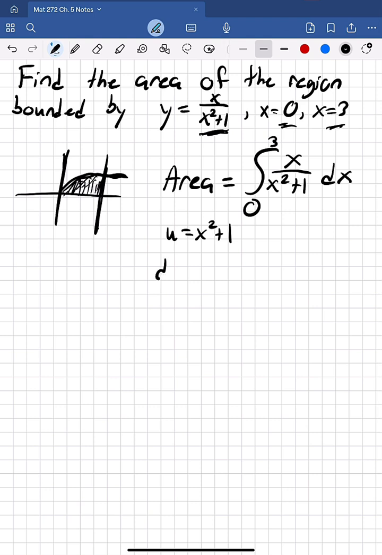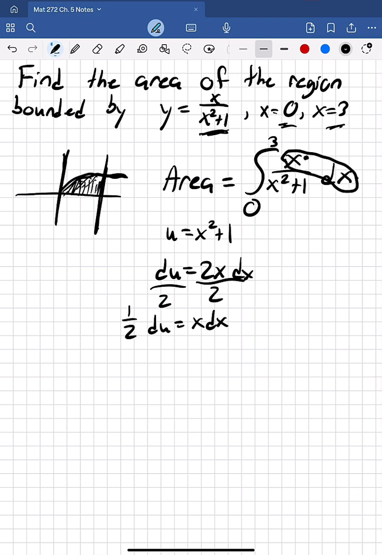So then du is 2x dx. So I do have this x here that I can replace and the dx, so I'm just going to move the 2 over and say, well, this is 1/2 du is equal to x dx. So now I'm going to replace my x dx with 1/2 du.